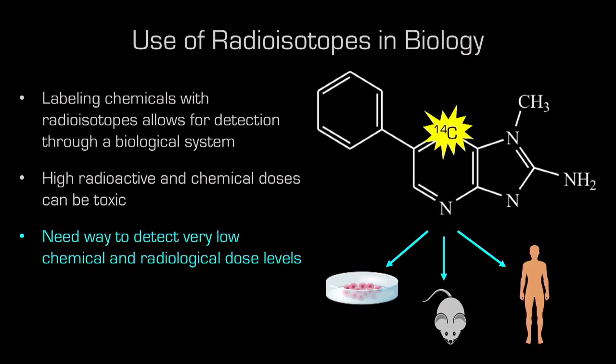So we can use this to put it on our chemicals and then trace them through a cellular system or an animal model in the laboratory or even in humans. But the problem with this is radioactivity can be toxic as well as high levels of chemicals. So we need to come up with a way to detect these very low levels of chemicals that people are getting exposed to in a real-world situation, and also so we can use these radiological atoms at very low doses so we can trace these through biological systems.